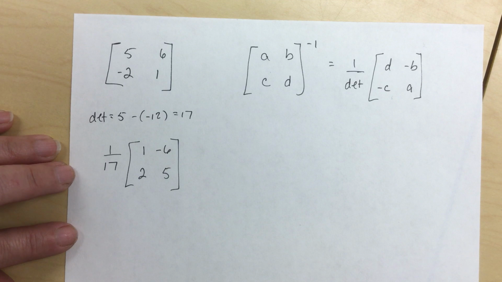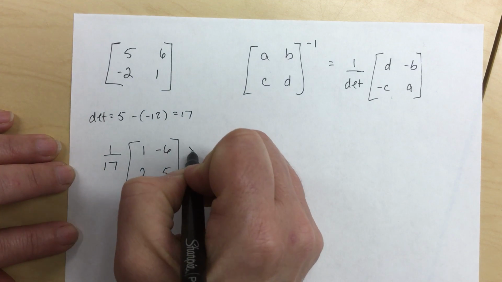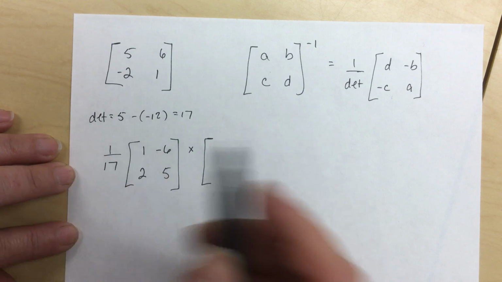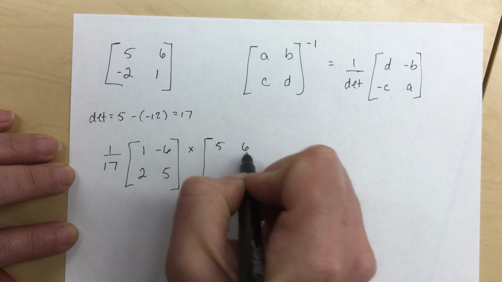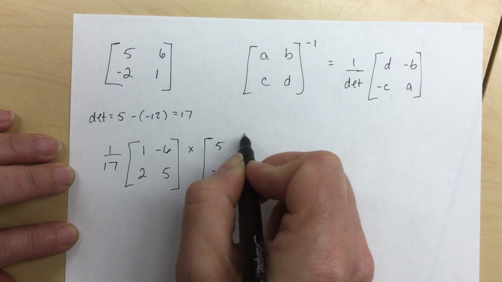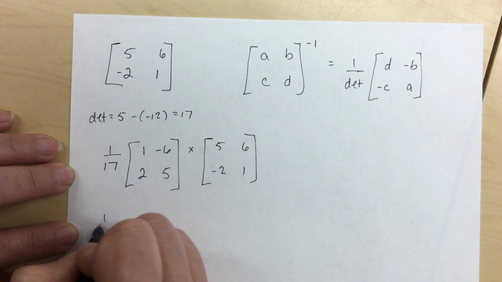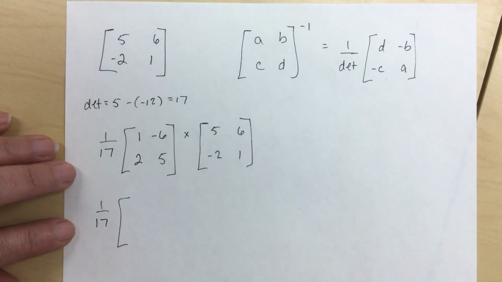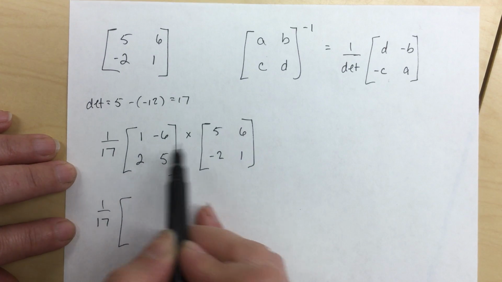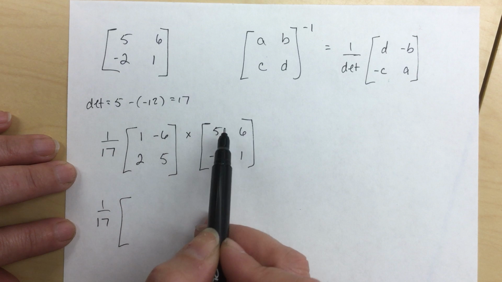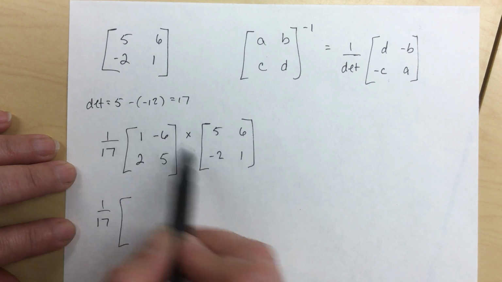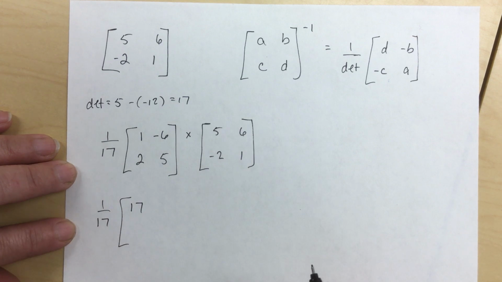So what does that mean, you might ask? Well, let's talk about that. Let's say we multiply this inverse by the original matrix. Let's keep this 1 over 17 out in front. We won't deal with fractions yet. So we're going to multiply this by this. So 1 times 5 plus +12. 5 plus 12 is 17.